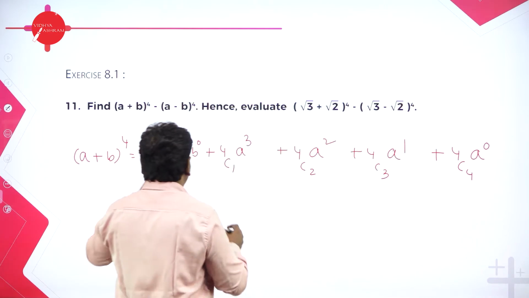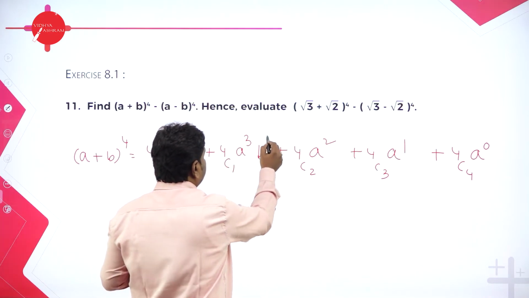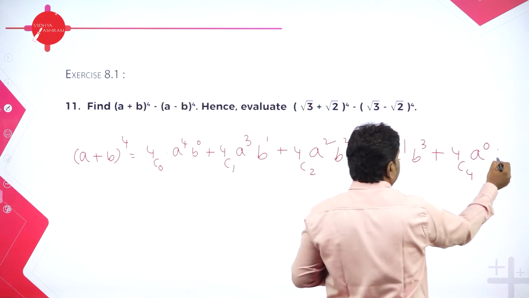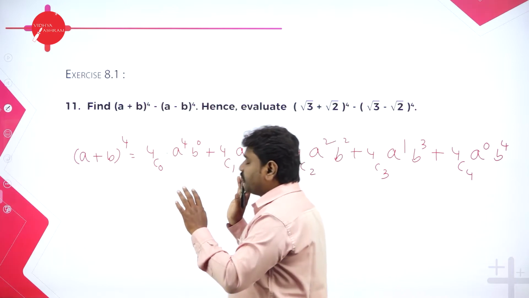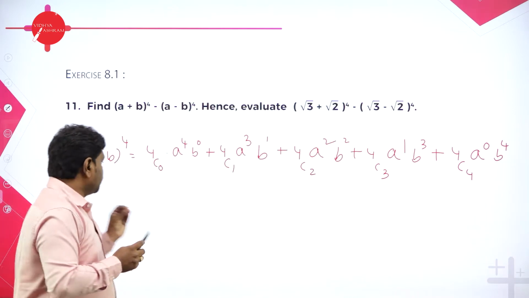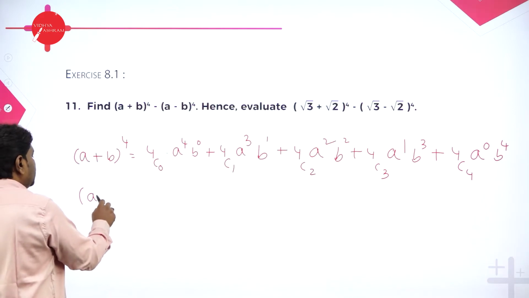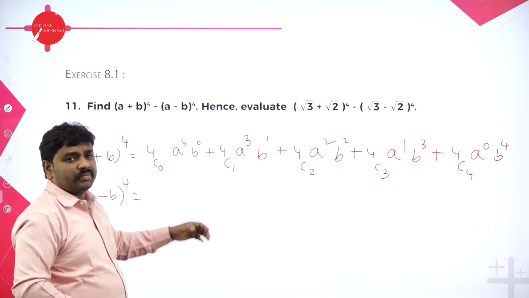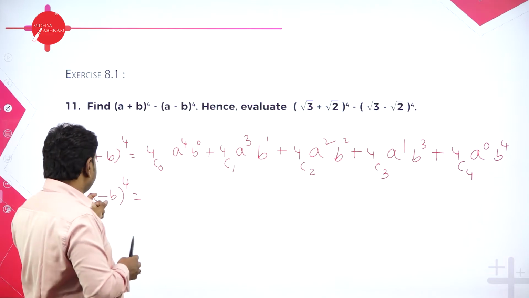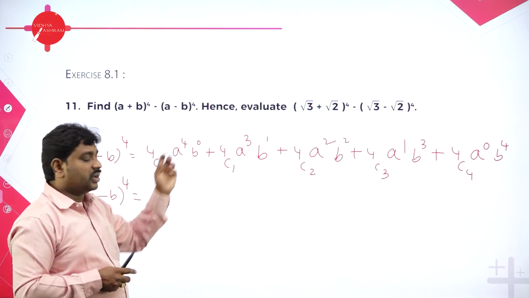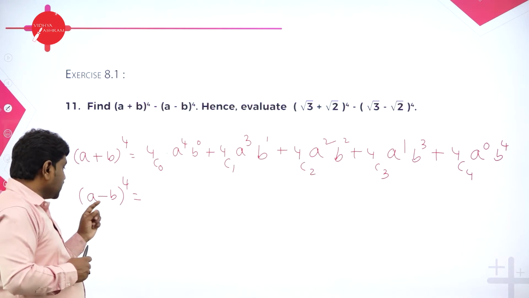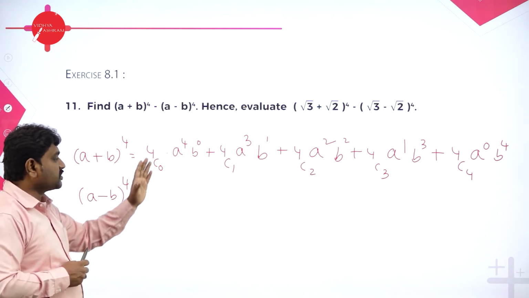Then b power, you start with b power 0, b power 1, b square, b cube, b power 4. So now (a plus b) power 4 I wrote. See, (a minus b) power 4, very interesting. You know the above value, write the same but with plus and minus alternating. Here don't take minus b power 0 and all. Whenever we have minus in between the terms, then plus minus alternate.